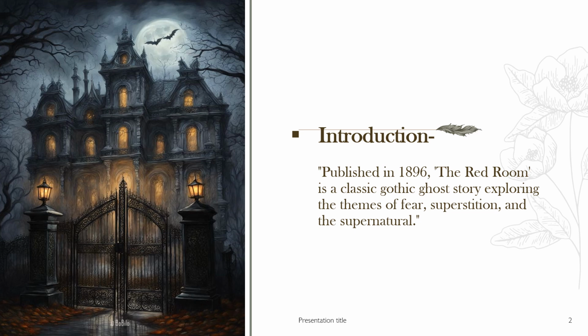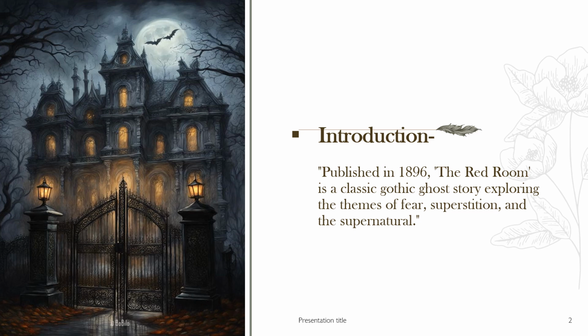Introduction. The Red Room is a story written by H.G. Wells, published in the year 1896. It is known as a classic Gothic ghost story exploring the themes of fear, superstition, and the supernatural. All these elements are being discussed in this story.